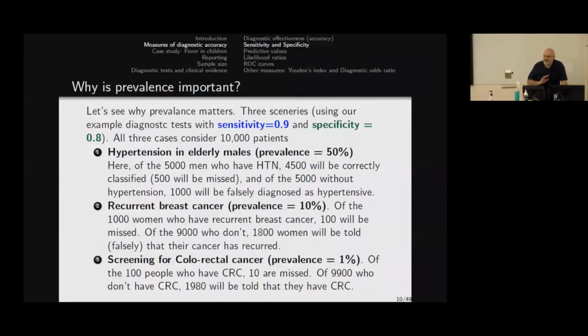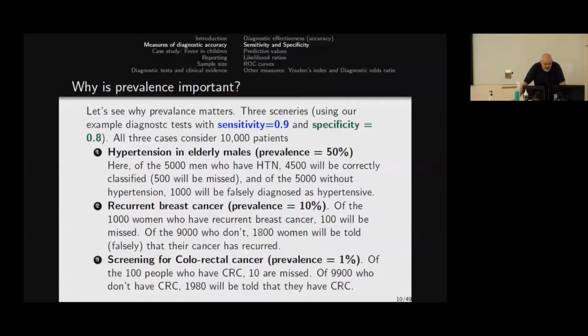Okay? The last one, screening for colorectal cancer, we have a prevalence of 1%. Now, notice here, this is a screening situation, and it's quite rare in the people we are administering the test to. And by the way, I'm just saying 1%. Again, I'm just making this up. Of the 100 people, out of our 10,000 people who truly have colorectal cancer, 10 will be missed. Okay? We're going to just say, no, you're fine, don't worry about it.